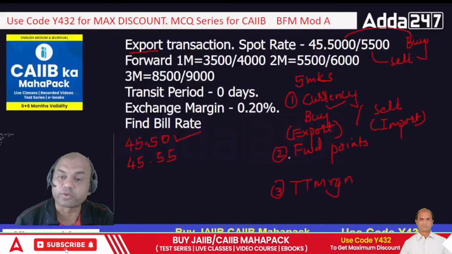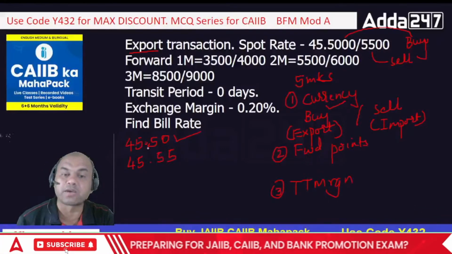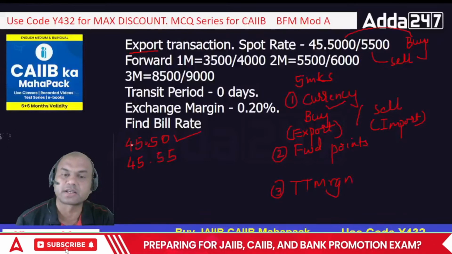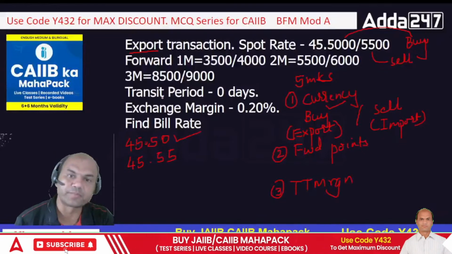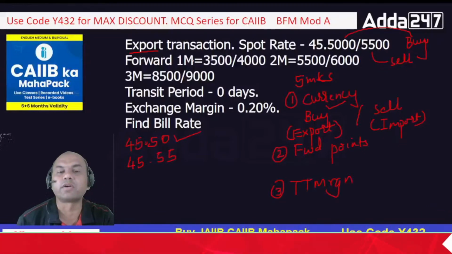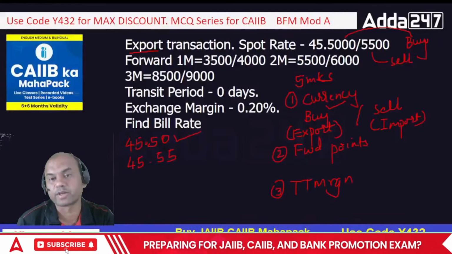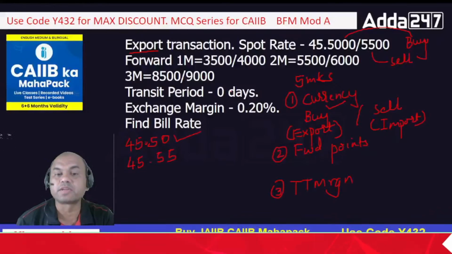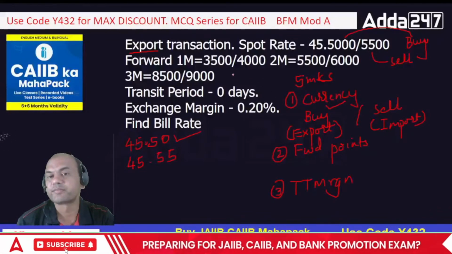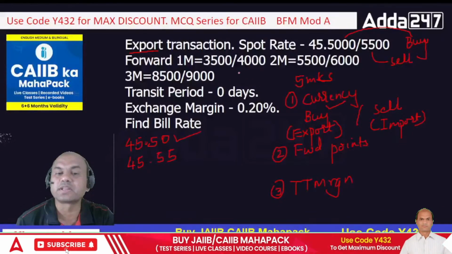So now let's focus on forward points. Second step. Okay, now your rate is decided. Buy or sell? Buy is decided. So this is your rate. Now focus on forward points. Okay, what is given? 1 month forward is given as 35.40. 2 month is given as 55.60. 3 month is given as 85.90. Okay, transit period is given as 0 days.